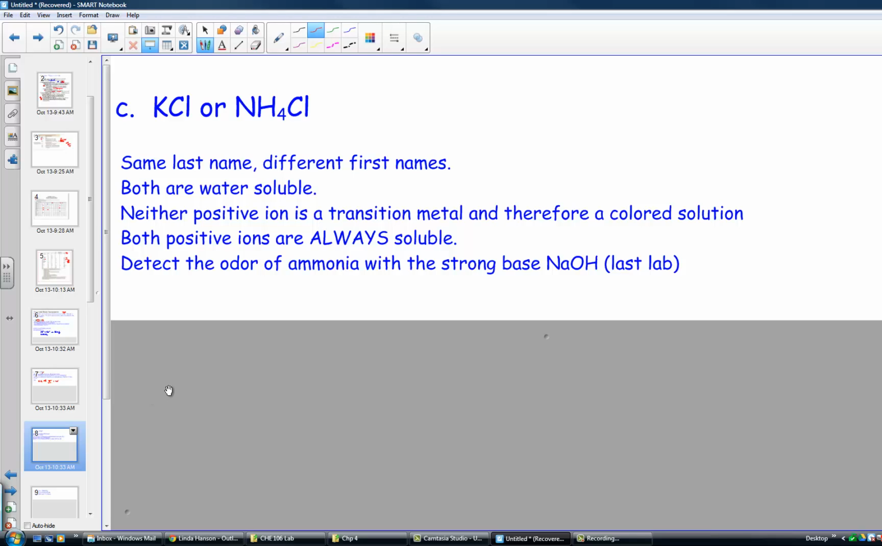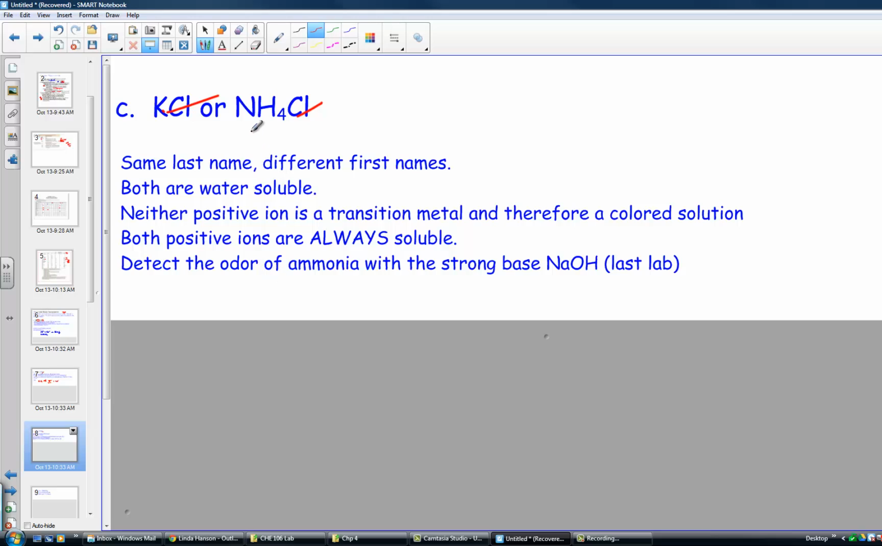Station C has us investigate potassium chloride or ammonium chloride. Again, we have the same last names, so that would not be helpful in determining the identity, but we can hone in on the first names. Both are water-soluble salts. Neither positive ion is a transition metal, so I'm not testing for colored solutions as in the previous station. And I noticed that both positive ions are always soluble in water. Alkali metals and ammonium are part of the always crowd.